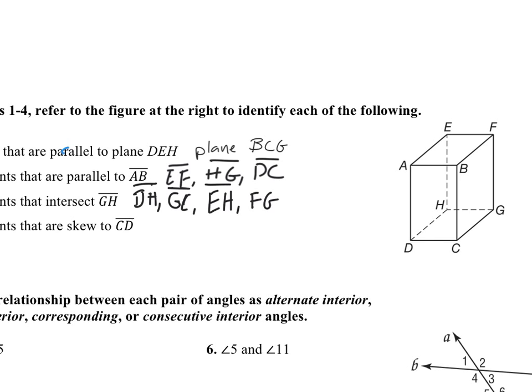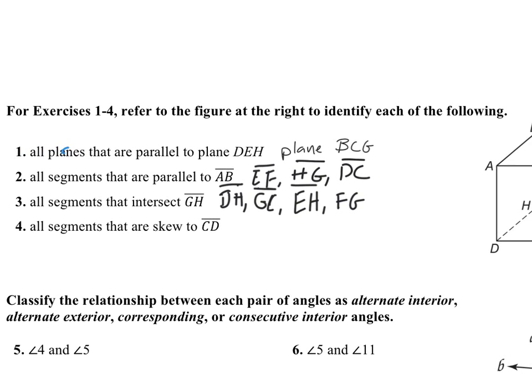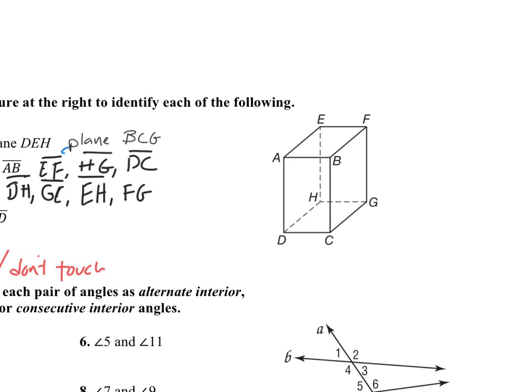Okay, then let's answer the last one. It says, all segments that are skew to CD. Now remember, skew segments do not touch and aren't parallel. So not parallel and don't touch. They have to be both. All right, so let's take a look. So we've got CD. Here's CD, and we want lines that are not parallel and don't touch.